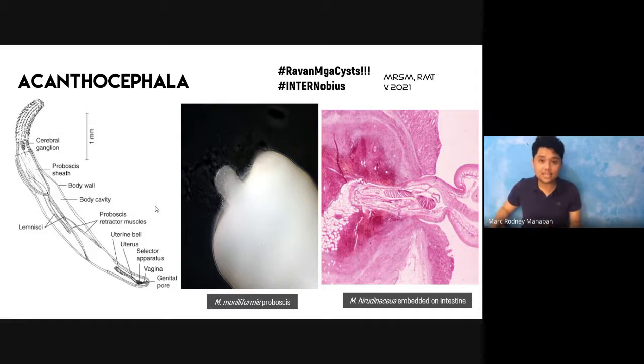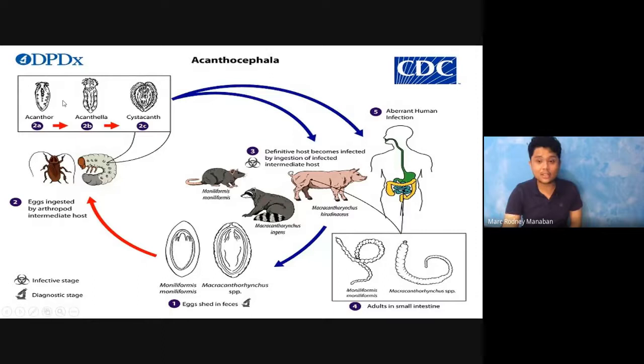So, there are possible severe symptoms for those that are symptomatic with acanthocephala infections, okay? Alright. Now, for the life cycle, ayan, as you can see, take note of the larval stages. It starts with acanthor, followed by acanthella, and then finally the cystacanth, diba? So, cystacanth ang pinaka-mature na larva. So, acanthor, acanthella, and then cystacanth.